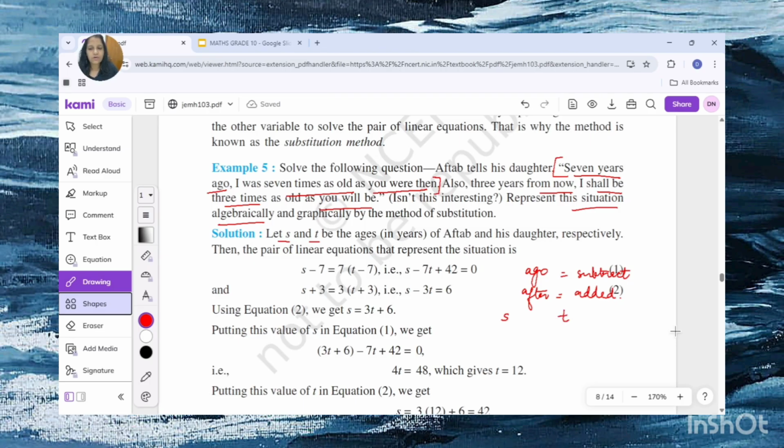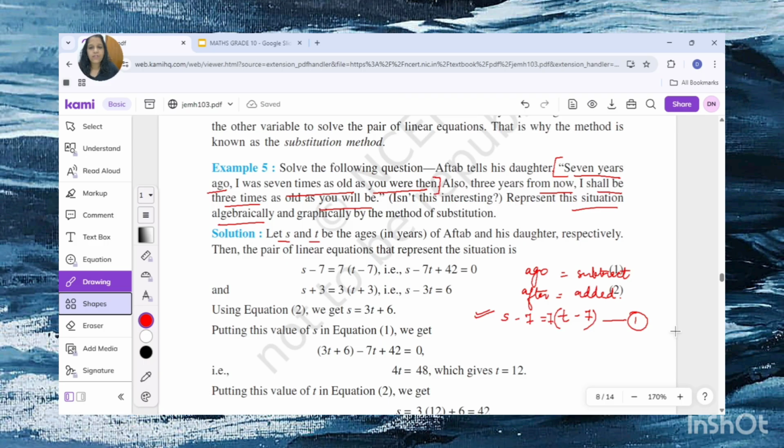Now 7 years ago is given in the statement, so it will become what? Minus 7 on both sides. Then Aftab was 7 times as old as his daughter. So this RHS will be multiplied by 7, as this side is showing the age of Aftab, which is equal to 7 times the age of his daughter. This is equation number 1.